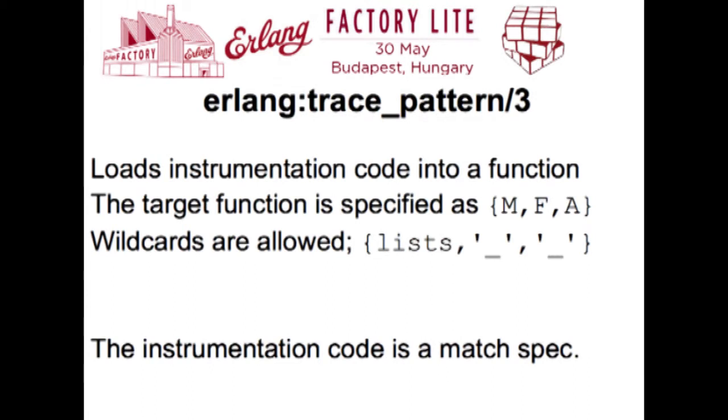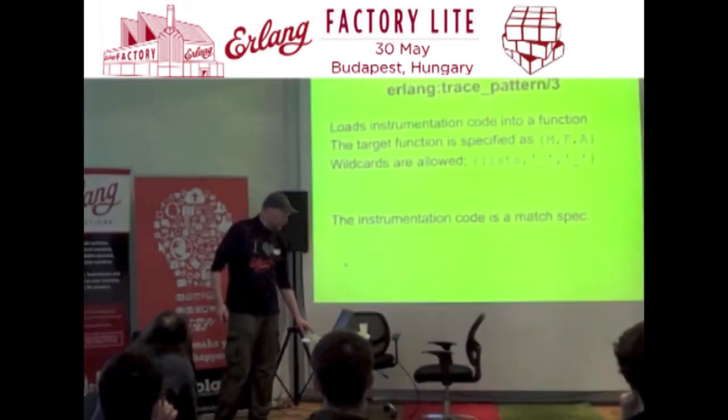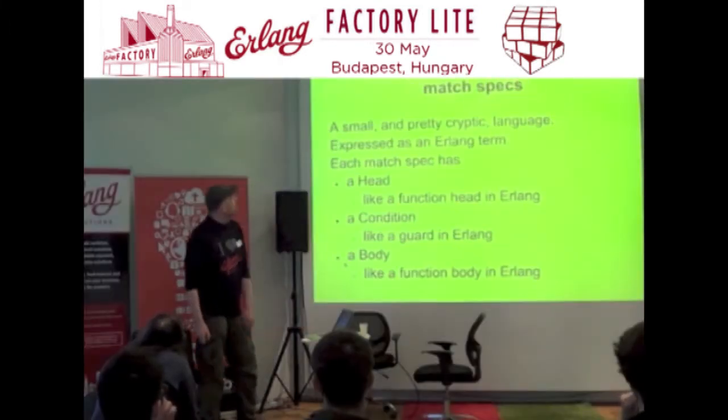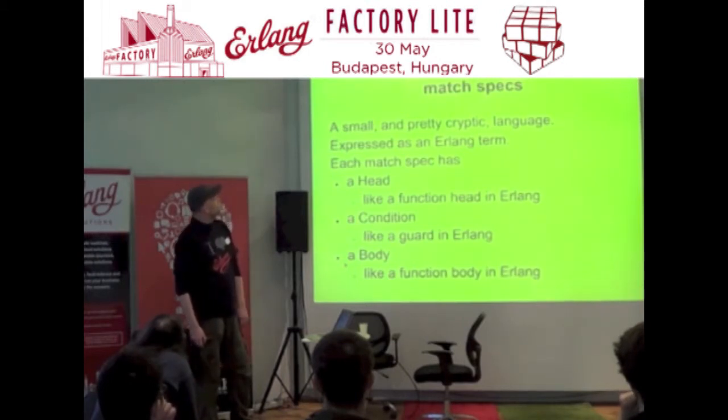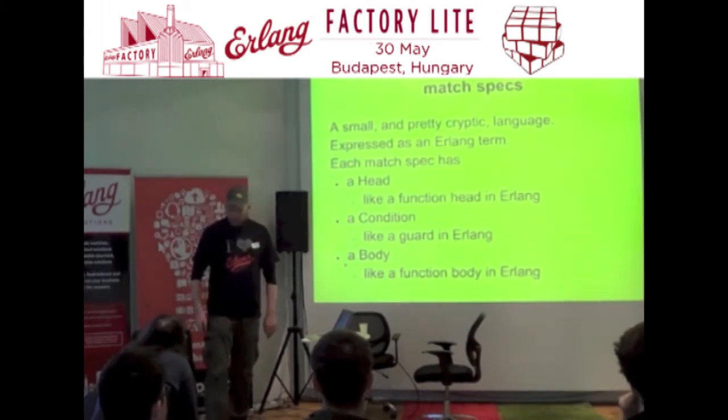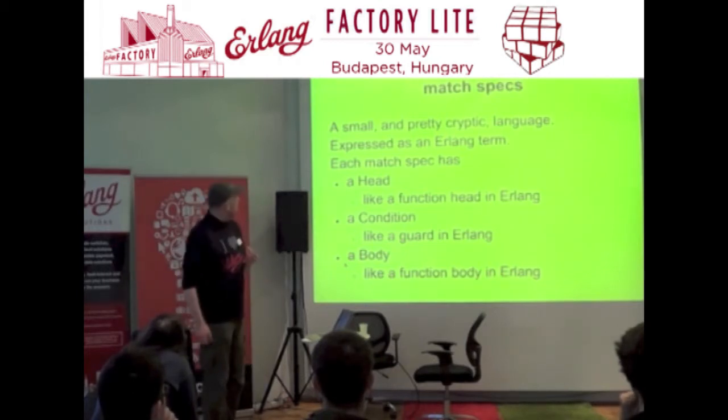Trace pattern. So you tell this function the MFA, the module, function and arity of the function you want to trace on, and you can wildcard it, so this will instrument every function in the lists module. Okay, and then you can't just tell which function you want to trace on, you have to tell what you want to do. And that's done with something called match specs. It's a small language, it's very, very cryptic.